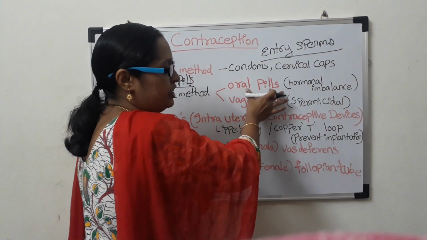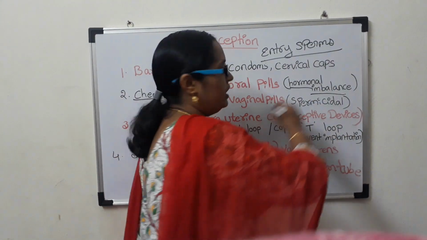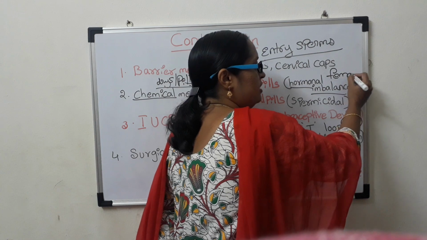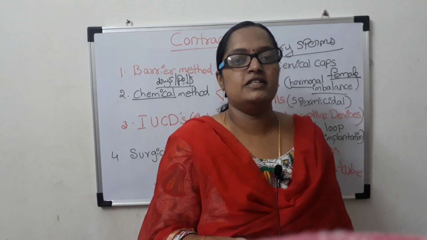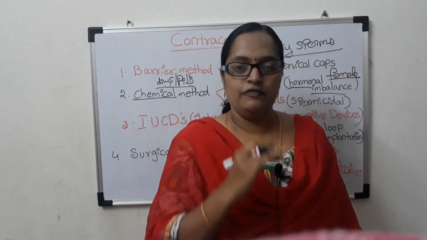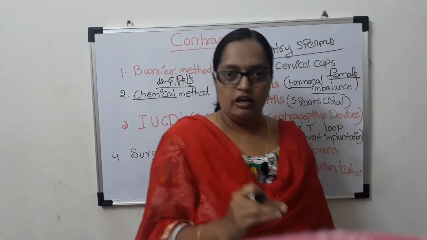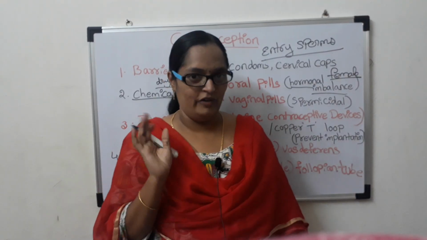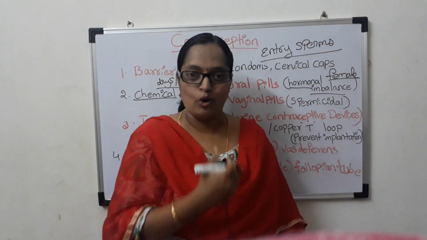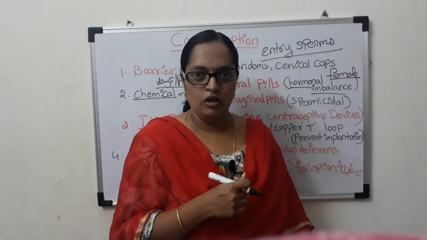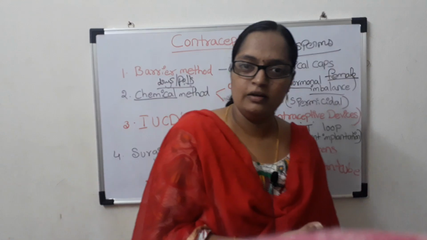These pills create hormonal imbalance in the female body. What does this hormonal imbalance create? It changes the ovulation time. What is ovulation? Release of the egg from the ovary is called ovulation. If the ovulation period changes, then the ovary does not produce the ovum. So ovum is not there, there is no fertilization, so they can avoid the pregnancy.